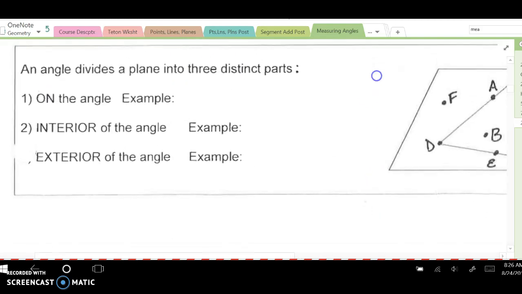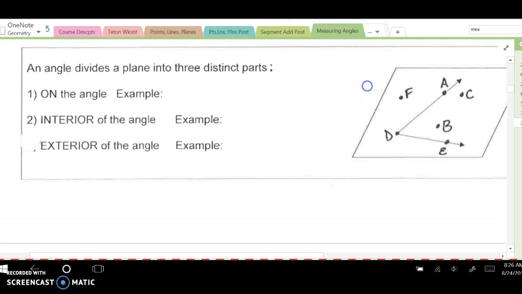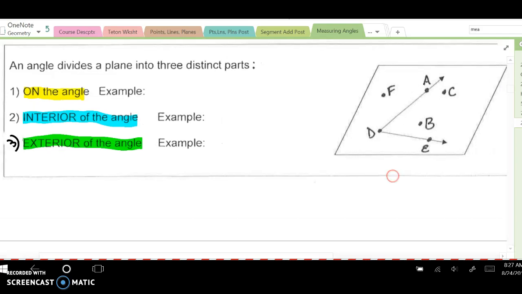All right. Next thing, there are different parts. An angle divides a plane into different parts. I bet you could guess the 3 parts are on the angle, the interior of the angle, and the exterior of the angle. I think my number 3 got hole punched. So take a guess what would be a point on the angle, what you think might be inside the angle, and a point on the outside of the angle. You can pause the video and write down your guess.